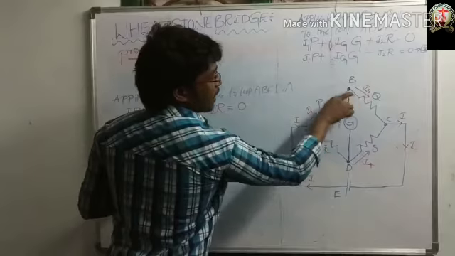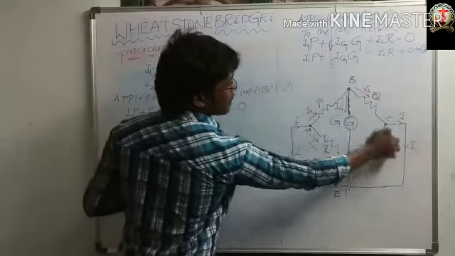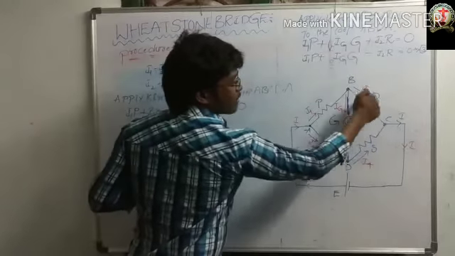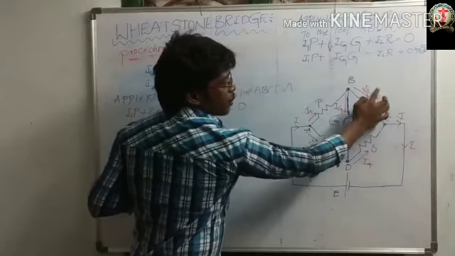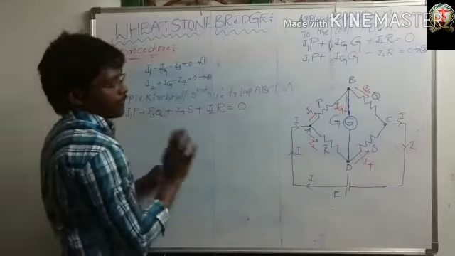Next, A to B is finished. B to C: the loop direction is this side, and the current direction is also this side. So the product of current into resistance is positive.